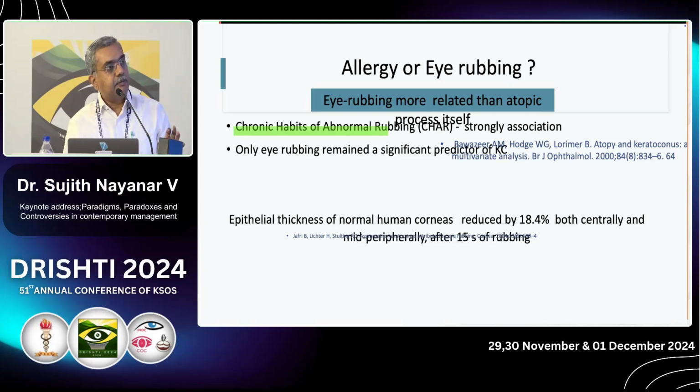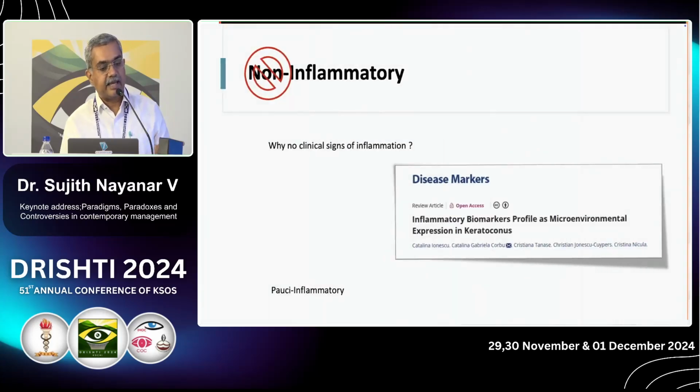And the eye rubbing, is it just a mechanical effect or is it anything more? It is mechanical as well as inflammatory. So we have come from a non-inflammatory etiology of keratoconus to an inflammatory etiology. But we are not seeing any signs of inflammation. It is called post-inflammatory. The signs of inflammation are not on the cornea, they're in the ocular surface and the tear film. All the disease markers or the biomarkers of the inflammation are in the tear film and not in the cornea.